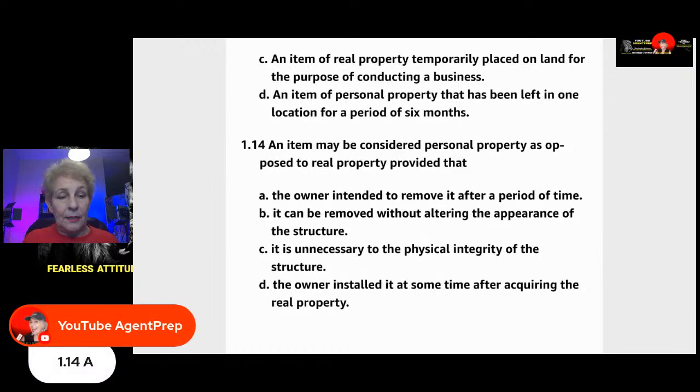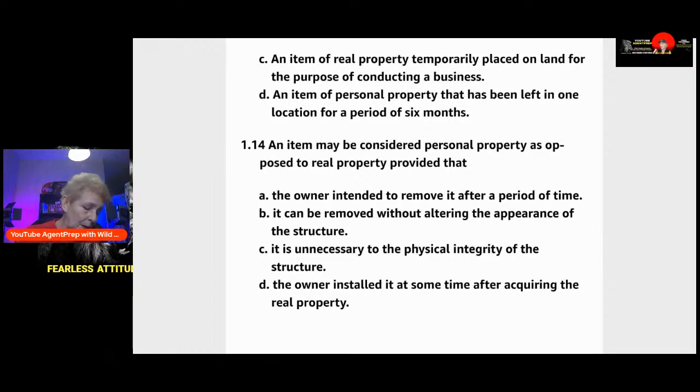So the answer is A. Let's see, we had two B's. It can be removed without altering the appearance of the structure. No, a fixture is actually conducive to provide certain activities for the home. Therefore, even if it were to be removed without altering the appearance, they shouldn't remove it. Like, let's say you take a chandelier, but you leave the attachment on the top, right? To make it look like there wasn't one. Well, there actually was, right? Because there's electrical circuits or wiring that's there. So it has to be replaced.